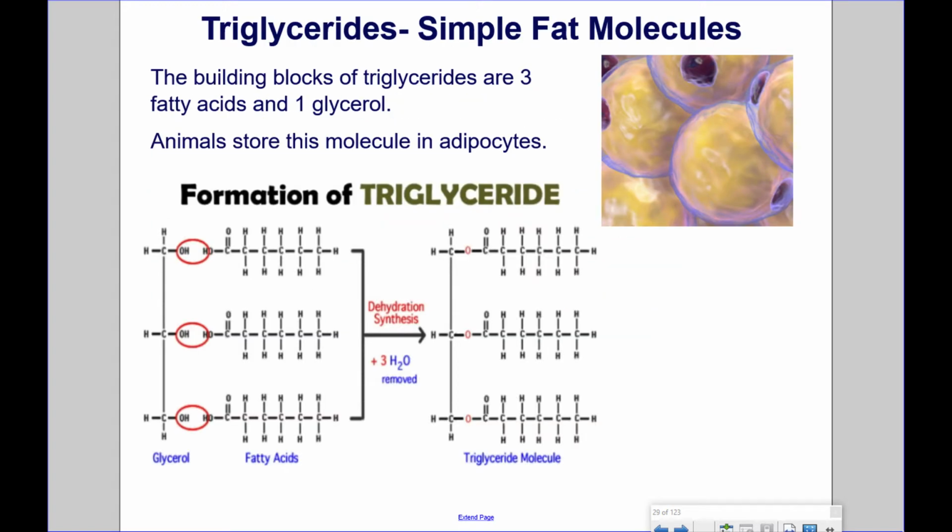Triglycerides. Simple fat molecules. The building blocks of triglycerides are 3 fatty acids, hence the name triglycerides, and 1 glycerol. Animals store this molecule in adipocytes, which are fat cells. The formation of a triglyceride has the glycerol plus the 3 fatty acids undergoing dehydration synthesis, so 3 water molecules are removed, and we have 1 complete triglyceride molecule.